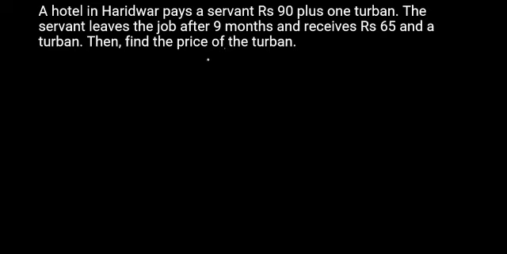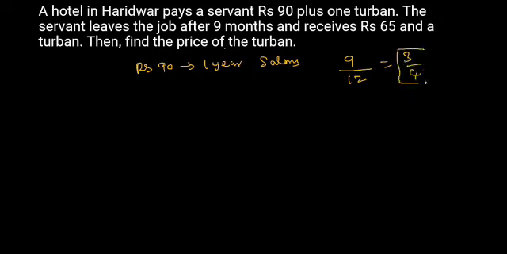Now the first understanding we require is this: rupees 90 is 1 year salary. Now she works 9 months. So 9 months out of 12 months is equivalent to 3/4. That means 3/4 of the year she is working and she receives a salary of rupees 65 and a turban.